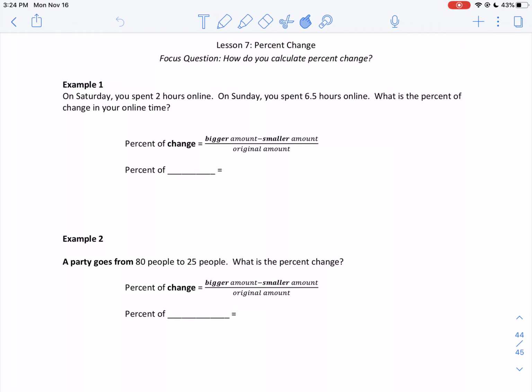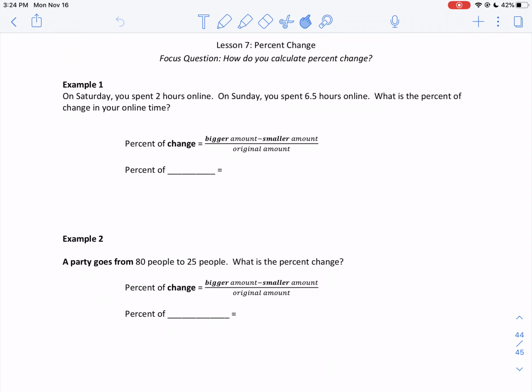So on Saturday, you spent 2 hours online. On Sunday, you spent 6.5 hours online. What is the percent of change in your online time? And you'll see that written is our formula for percent change. So percent of change equals our bigger amount minus our smaller amount over our original amount.